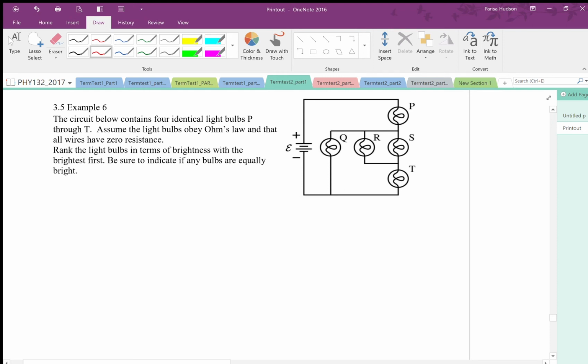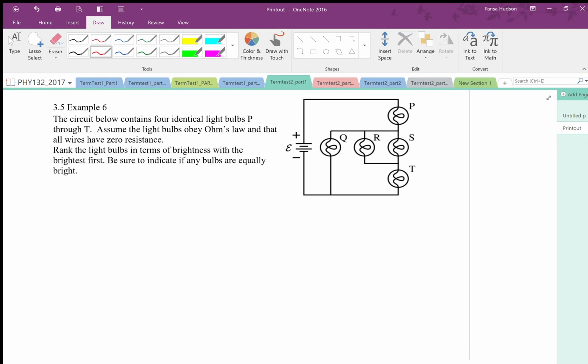Hi everyone, let's look at another question on circuits. The circuit to the right contains 4 identical light bulbs P through T. Assume the light bulbs obey Ohm's law and that all wires have 0 resistance. Rank the light bulbs in terms of brightness with brightest first. Be sure to indicate if any light bulbs are equally bright.